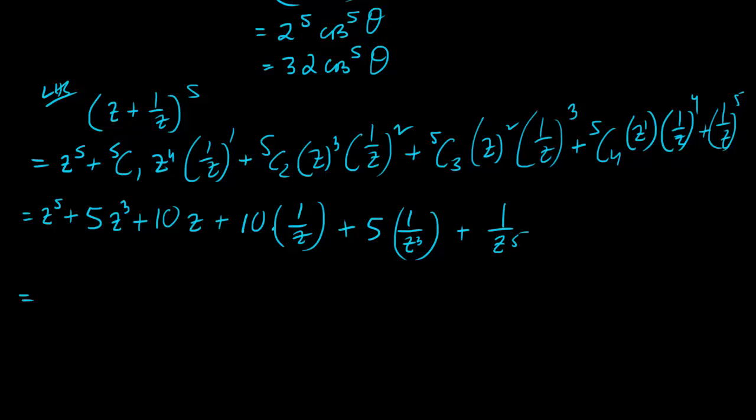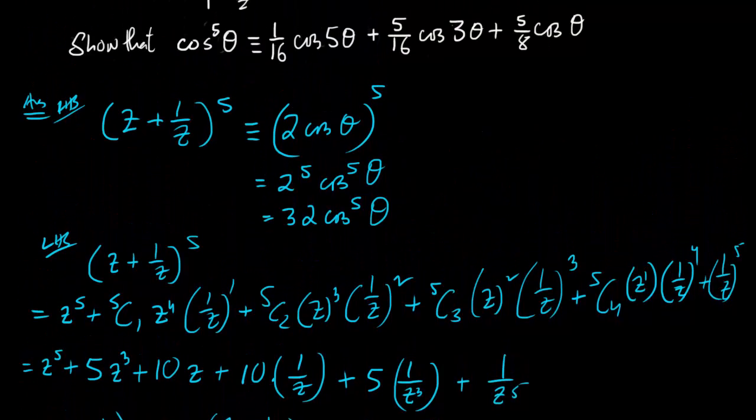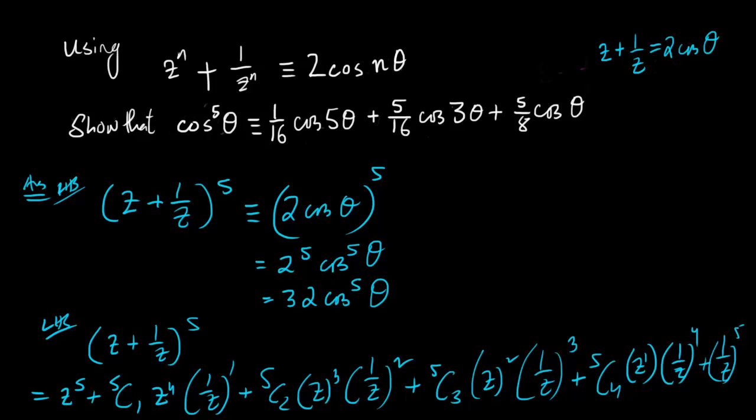Let's bring the z terms together. So this would be z to the power 5 plus 1 by z to the power 5, plus if we take 5 common, it turns out to be z cubed plus 1 by z cubed. If you take 10 common, it would be z plus 1 by z. So let's use the rule that the question asked for: z to the power n plus 1 by z to the power n, instead of that, we can write 2 cos n theta.